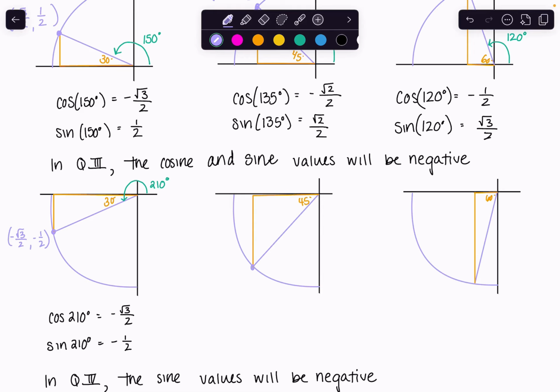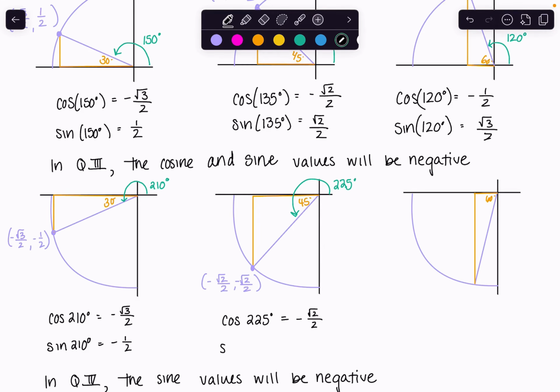Moving on to 45, these would just both be negative. 45-degree angles give you sine and cosine being root 2 over 2. So this particular angle will be 180 plus 45 more, which is 225 degrees. So cosine of 225 degrees is negative root 2 over 2. And sine of 225 degrees is the same thing, negative root 2 over 2.